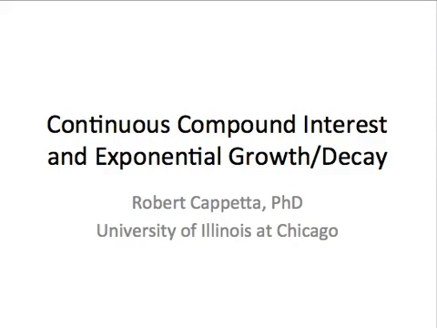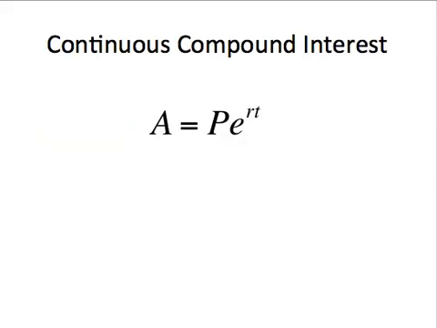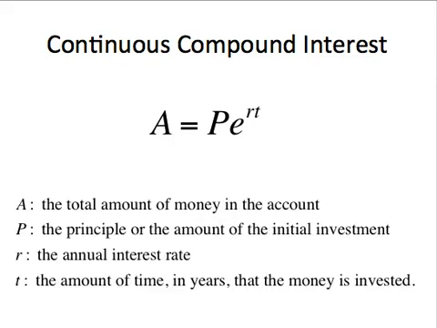This is Bob Capetta from the University of Illinois at Chicago, and this lesson is on continuous compound interest together with exponential growth and decay. For continuous compound interest, our formula is A equals P e to the rt. e is a number approximately 2.718. Let's define all the other variables.